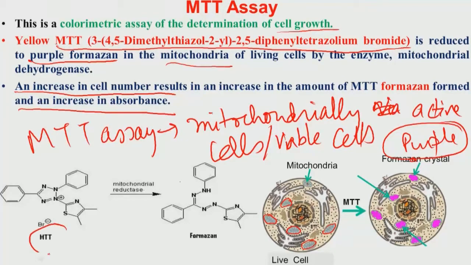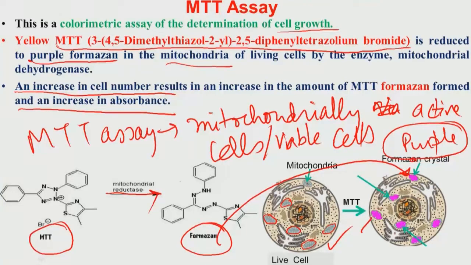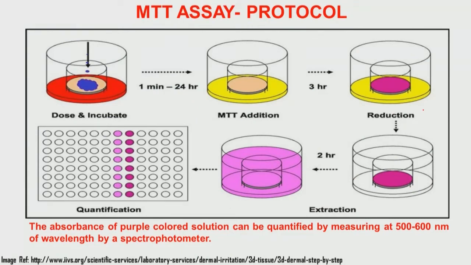So, this is the MTT reagent formula. After the mitochondrial reductase, it forms these formazan crystals. These formazan crystals are purple in color, and it is shown that these are the live cells. Then after this MTT reacts, it forms these purple colored formazan crystals, and their absorbance is recorded. So, this is the protocol in a schematic.